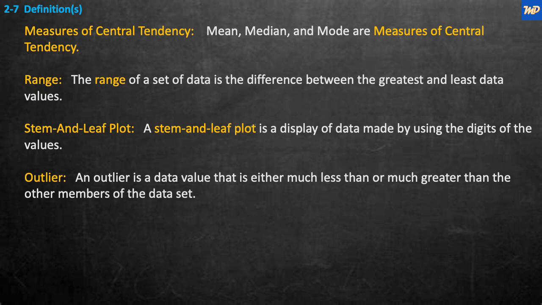Range. The range of a set of data is the difference between the greatest and least value. Okay? So basically, it's a subtraction problem. You take the greatest value and subtract the smallest value. Stem and leaf plot. A stem and leaf plot is a display of data made by using the digits of the values. And an outlier is a data value that is either much less or much greater than the other members of the data set. We'll look at those too.